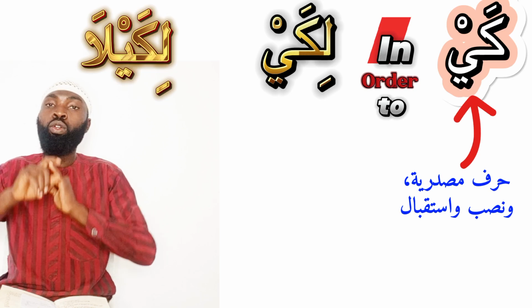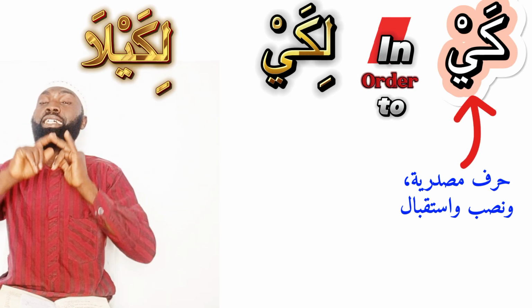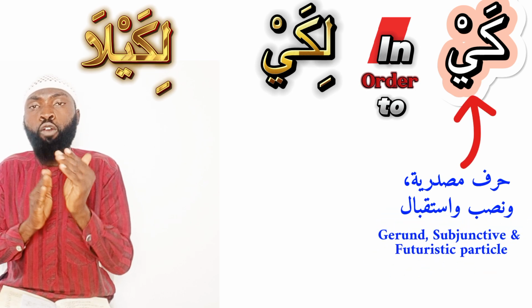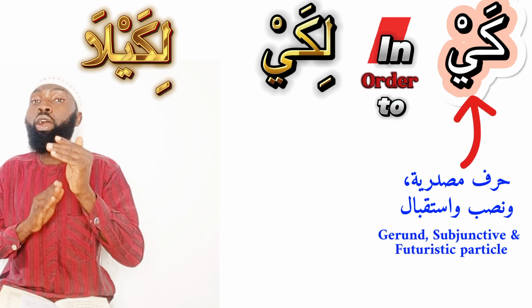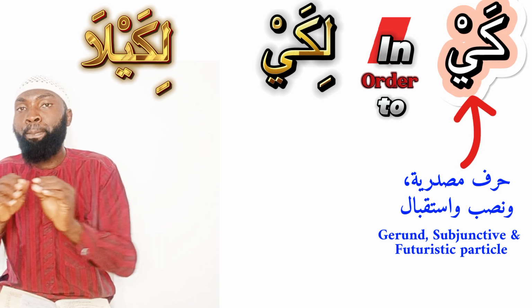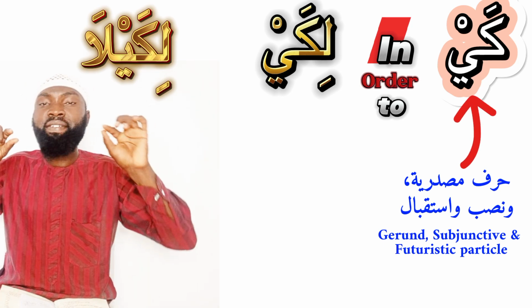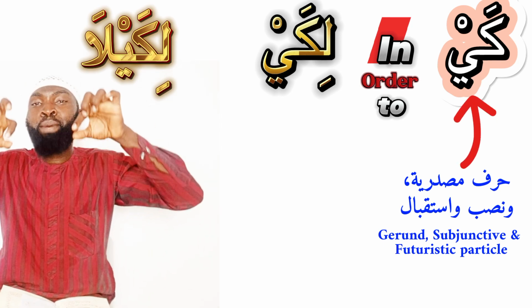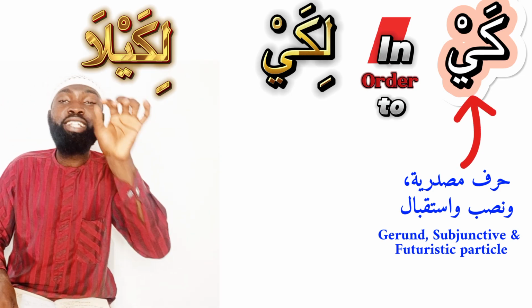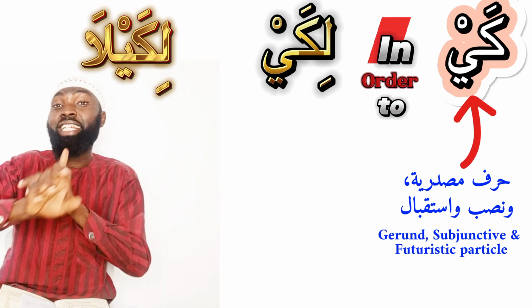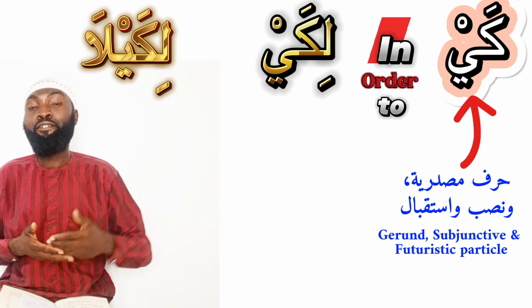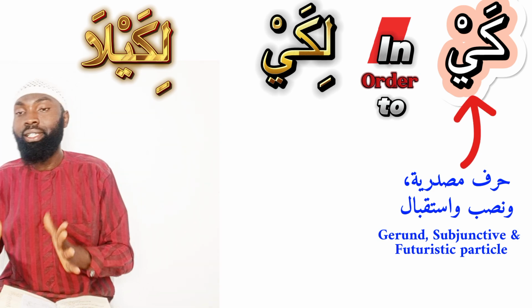That is why we call this word Kay harfu masdariyyatin nasbin wa istiqbalin, meaning this Kay is a particle of gerund, as we call it in English, or a particle of verbal noun. This is to show that whenever this particle appears with a present tense verb, it gives it the meaning of a verbal noun. This we shall discuss further. This is also a particle of nasb, a subjunctive particle, because it changes the present tense verb to carry fatha, and this is also a futuristic particle, harfu istiqbal.